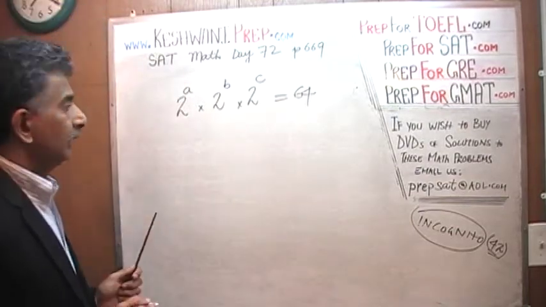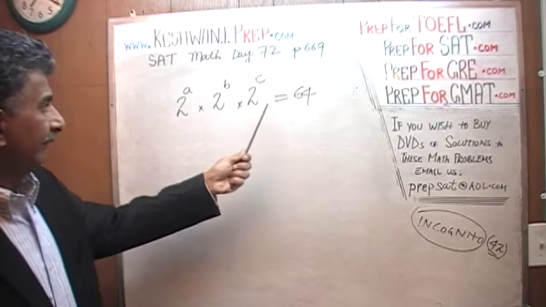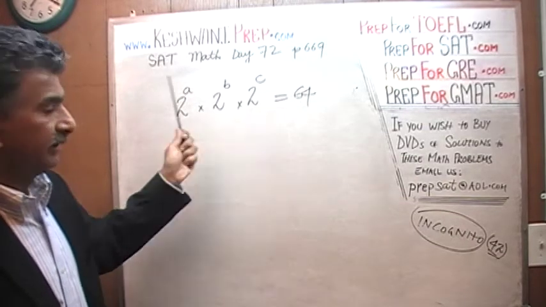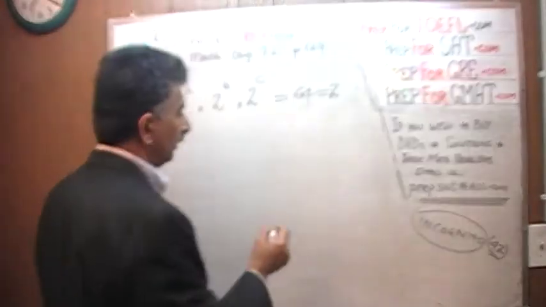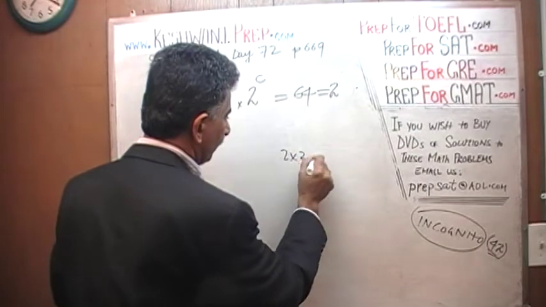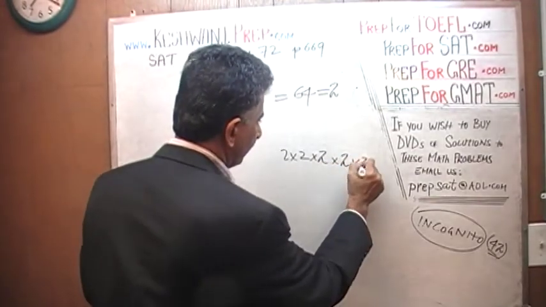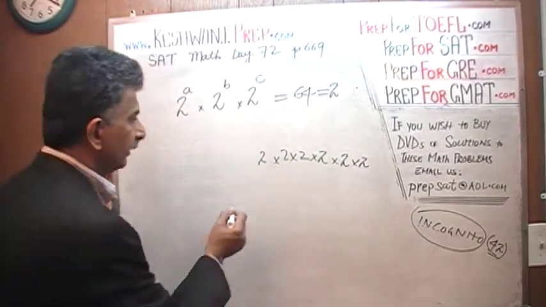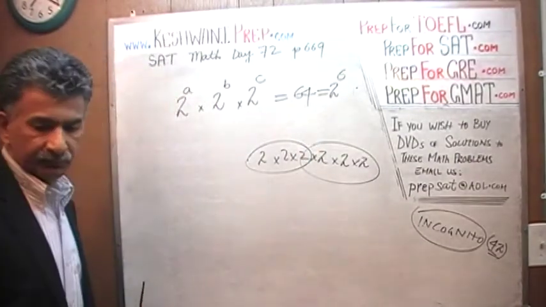First thing we need to do is, because these are all bases of 2, if we had something written in the base of 2, that will make our life easier, because then we can compare the exponents. How can we write 64 as 2 raised to some power? 2 raised to 1, 2 times 2 is 4, 4 times 2 is 8, 8 times 2 is 16, 16 times 2 is 32, and 32 times 2 is 64. So how many do you see here? I see 6 of them, which means this can be written as 2 raised to 6.